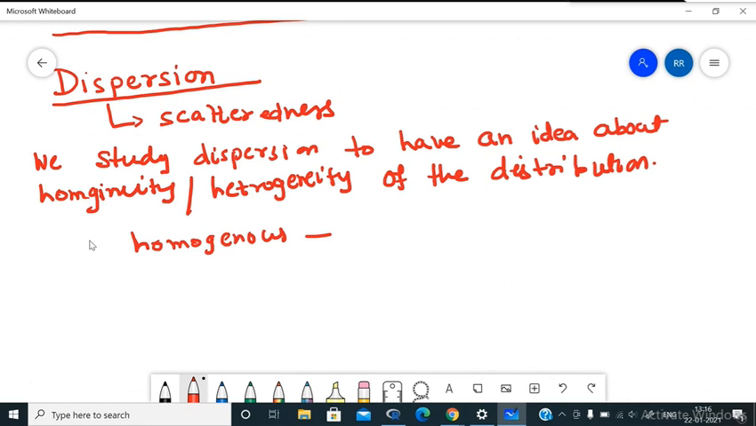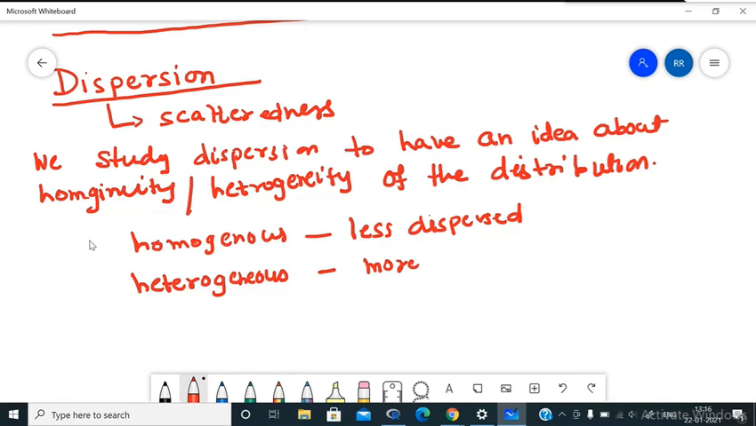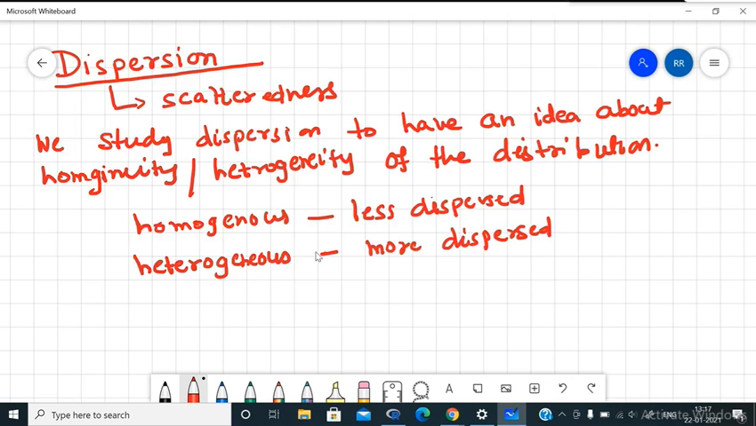Homogeneous means less dispersed, and heterogeneous is more dispersed. Okay, so this is the meaning of heterogeneity or homogeneity.